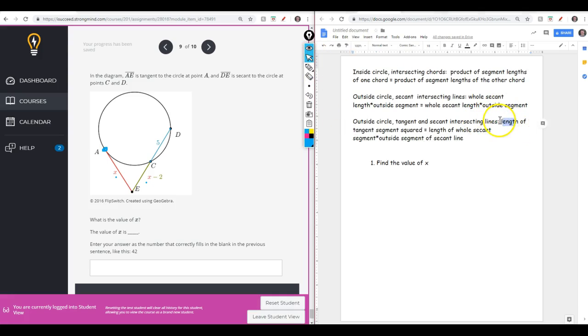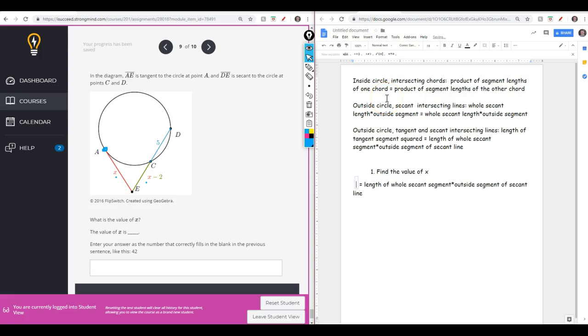This is the theorem I would use, and I wrote it out how I understood it. The length of the tangent segment squared. The length of this tangent segment is AE, and that's going to be squared. That's going to equal the length of the whole secant segment, which is from E to D, so ED, times the outside segment of the secant line, so that's EC.